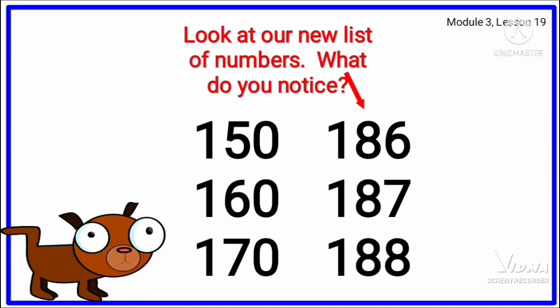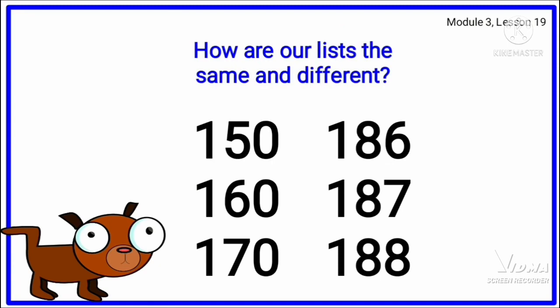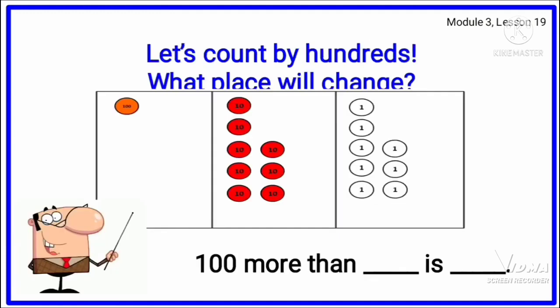Alright, so let's look at the pattern again. On the left hand side, where you see 150, 160, 170, I did 10 more. And on the other side, the right hand side, where you see 186, 187, 188, I did 1 more. You notice? Good. You see, they're different. The other one is 10 more. This other right hand side is 1 more.